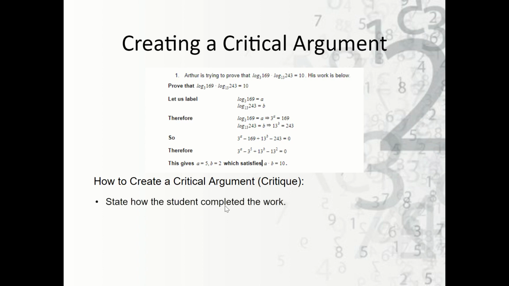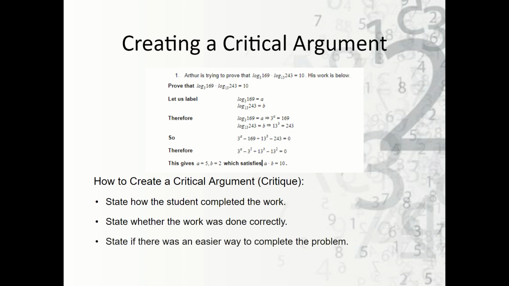First thing we do is state how he did it. So we're going to talk about what he did. So what are the steps that Arthur did to get from here all the way down to here? Next thing is determine whether he did it correctly or not. So did Arthur even do this proof correctly?